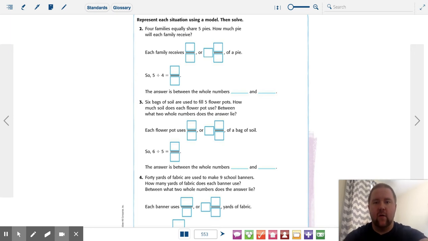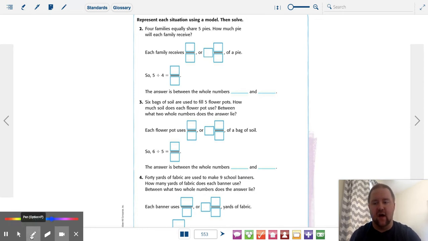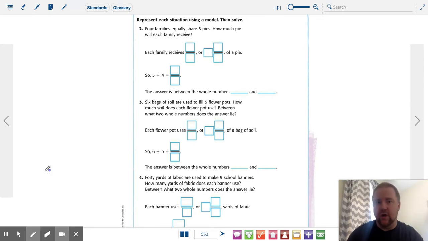Hey guys, today we are going to be looking at fractions as division. We've done this in class one time, and it was a little bit difficult, so I want to make sure to come back and spend a little more time on it. The biggest thing we have to understand is we're going to be looking at word problems, real life situations, and we're going to be writing them as a fraction, and then we're going to be looking at that as division.